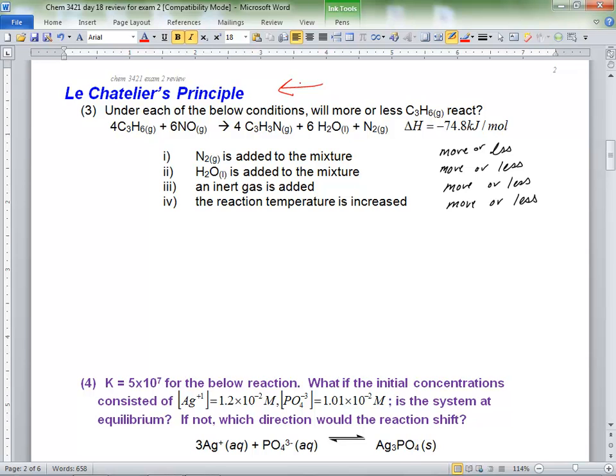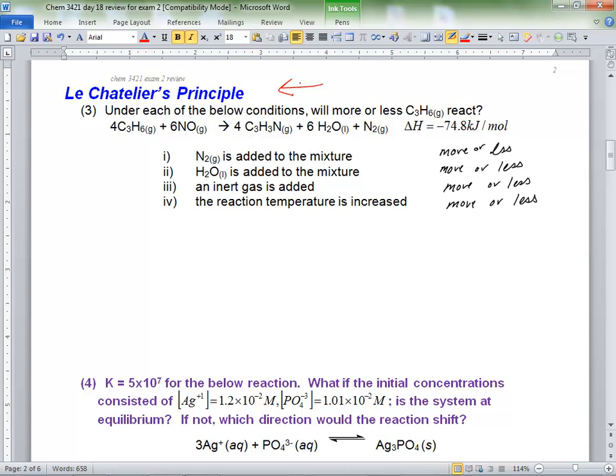The reaction is shifted this direction towards reactants. That means reactants can't go to products, right? They have much less tendency. So less C3H6 will react, right? It's the difference between having more reactant and more reacting. If you have more, less will react.